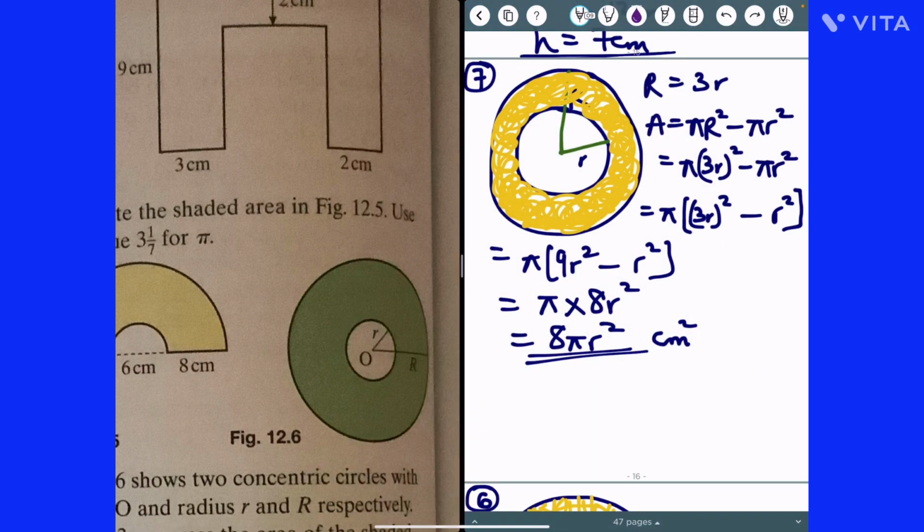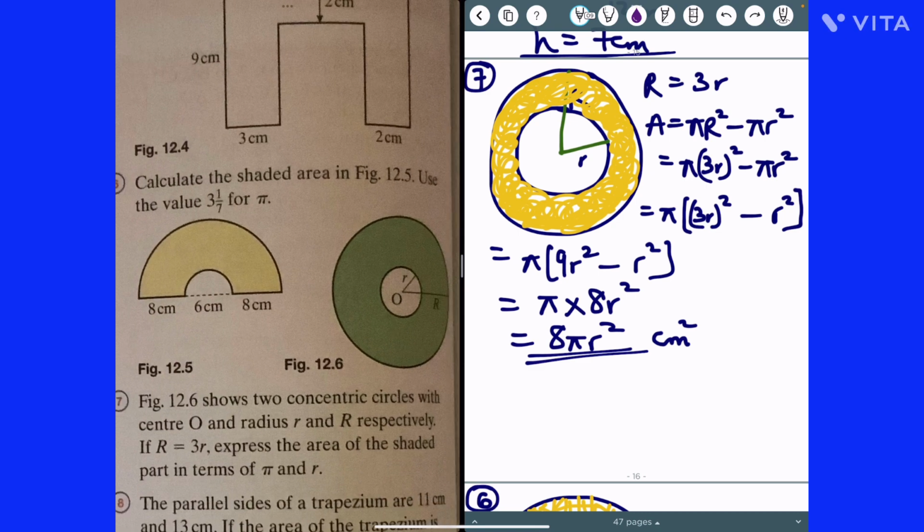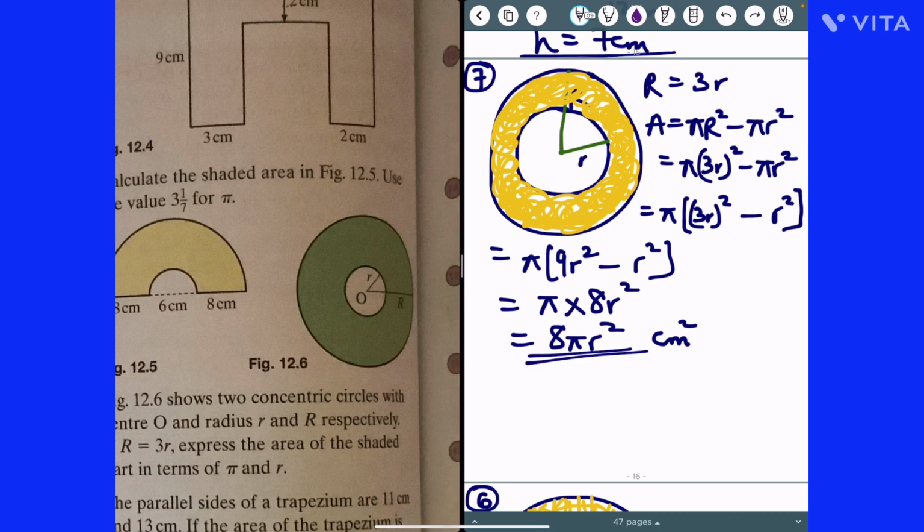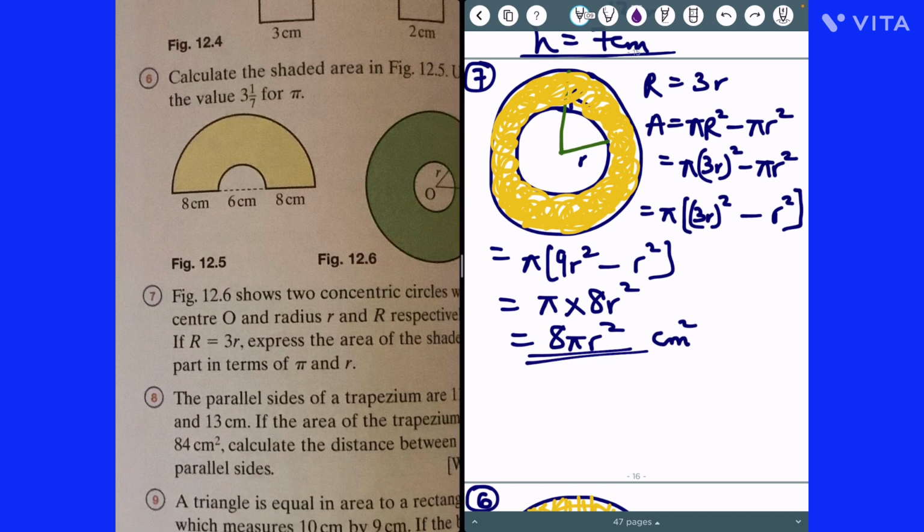The shaded portion in question 7 is what is left when a small circle is cut out of a big circle. So that means the area of the shaded portion is the area of the big circle minus the area of the small circle. In this case, we are given small r. We are told that big R is 3 times small r. The big radius is 3 times the small radius.